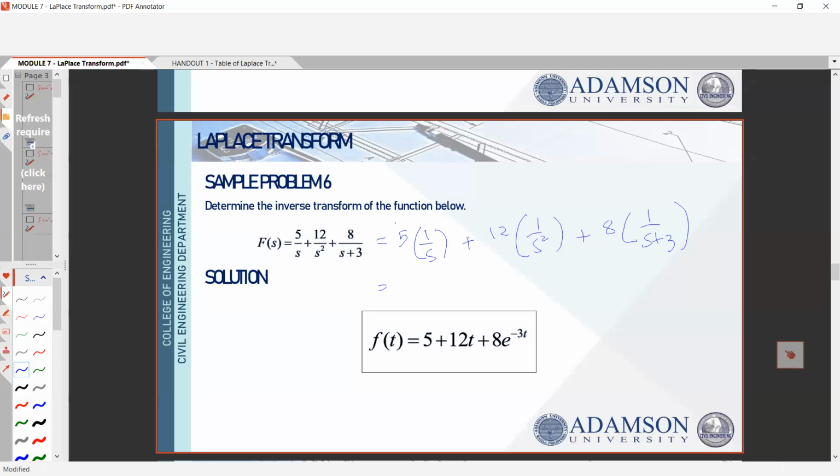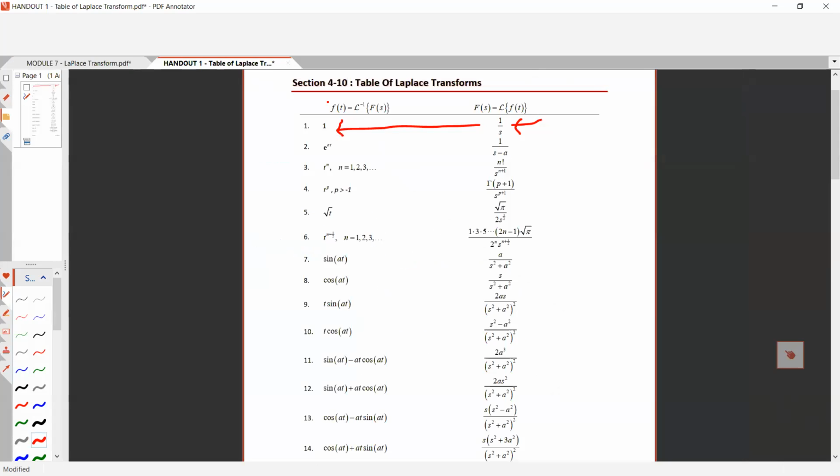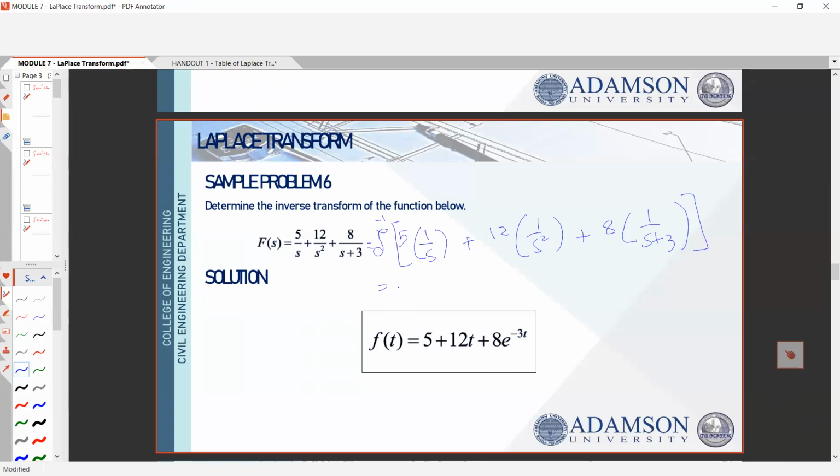I think dapat meron akong Laplace dito sa labas para, okay, ganito na lang. Yan. So, taking the Laplace of 1 over s, inverse Laplace of 1 over s, okay, is equivalent to 1. Okay, so therefore, this is 5 times 1. Okay. And this one, okay, hanap tayo ng 1 over s squared. Okay, 1 over s squared.